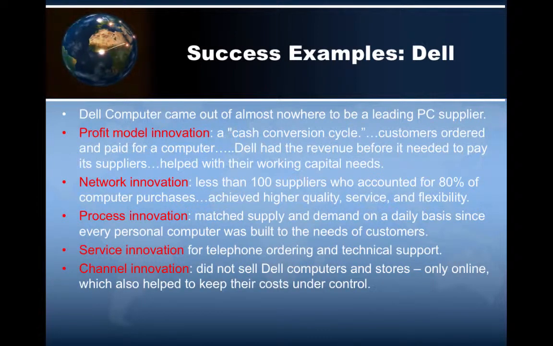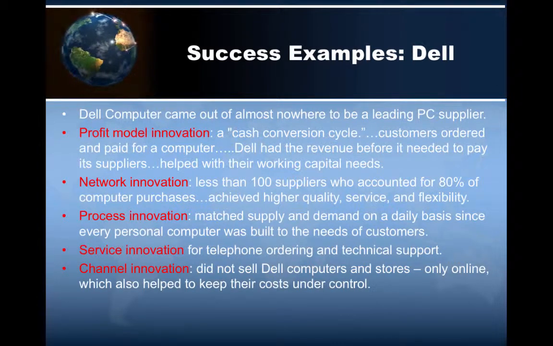They used profit model innovation. They used what they call their cash conversion cycle. Customers ordered and paid for a computer. Dell had the revenue before it needed to pay its suppliers, and this helped tremendously with their working capital needs. Second, they used network innovation. They had less than 100 suppliers who accounted for 80% of computer purchases. This helped them to achieve higher quality, service, and flexibility.